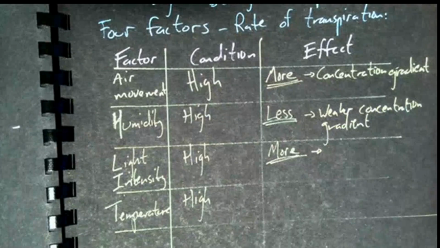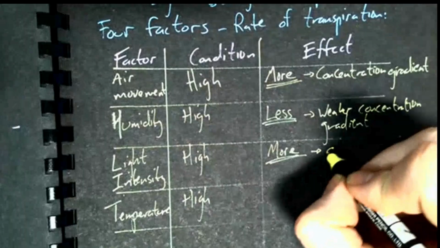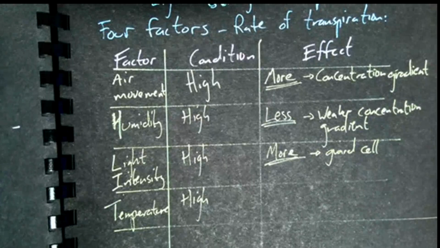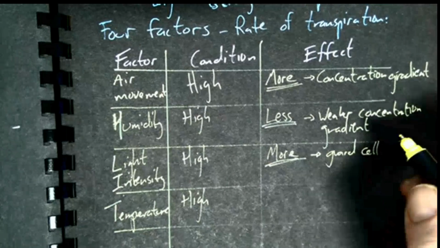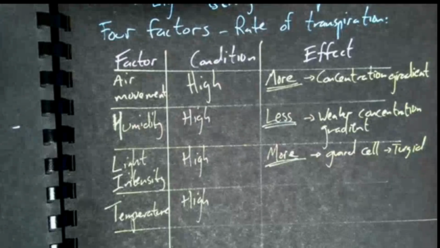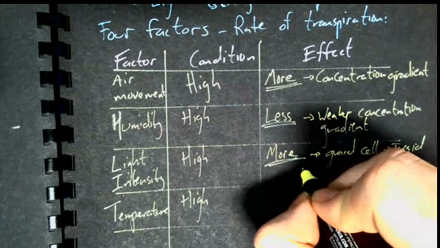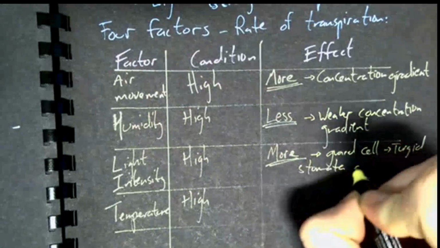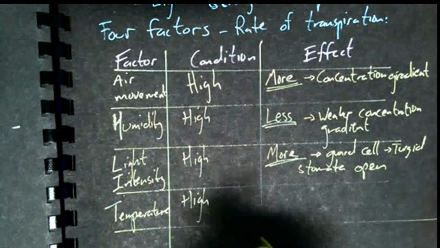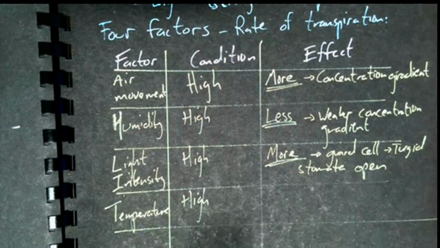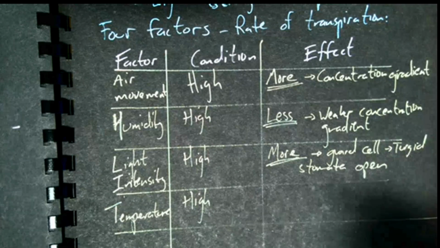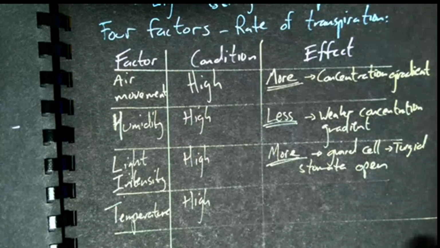And what happens is your guard cells actually respond to light intensity. And when it's high, they become turgid, and the stomata open, allowing more water to be lost. If we think about that, that makes sense because this is a byproduct of the processes happening in the plant, and therefore we want to get rid of any waste and draw more up through the plant.